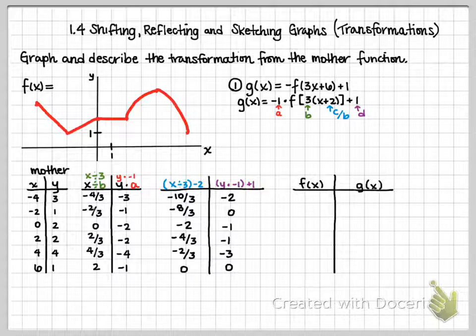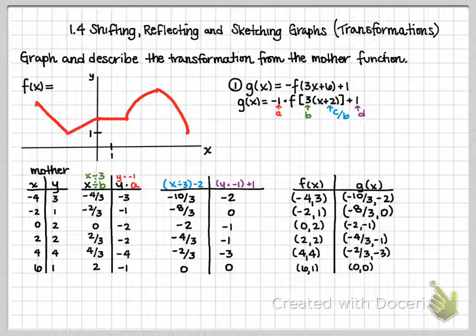So the first point was -4/3, and it was transformed into -10/3, -2. So again, I'm just looking at the beginning of the table and what it got turned into at the very end. I'm going to take a minute and fill all those in and pause. If you want to pause and fill in and then check yours against mine, that would be great.